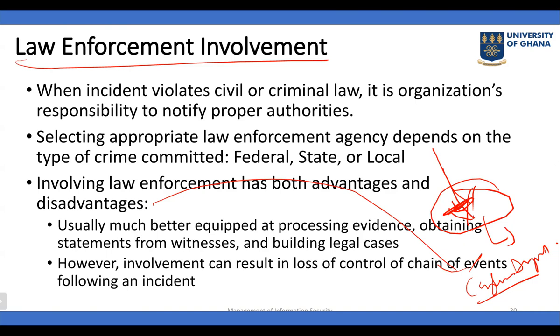So when an incident violates civil or criminal law, it is the organization's responsibility to notify proper authorities. Selecting the appropriate law enforcement agency depends on the type of crime committed: federal, state, and local. Involving law enforcement has both advantages and disadvantages. They are usually much better equipped at processing evidence, obtaining statements from witnesses, and building legal cases. However, involvement can result in loss of control of the chain of events following an incident.